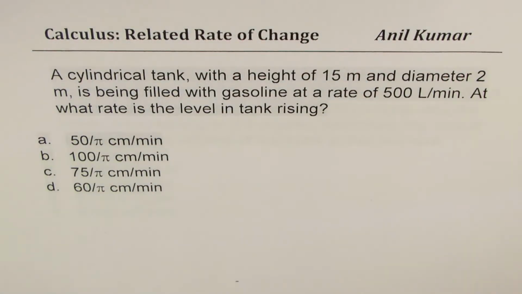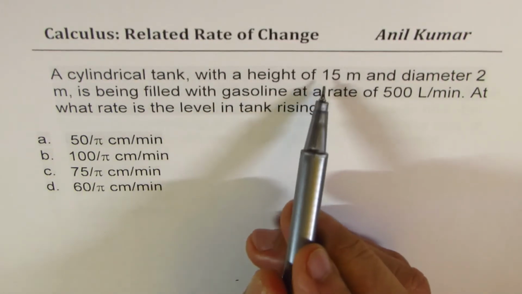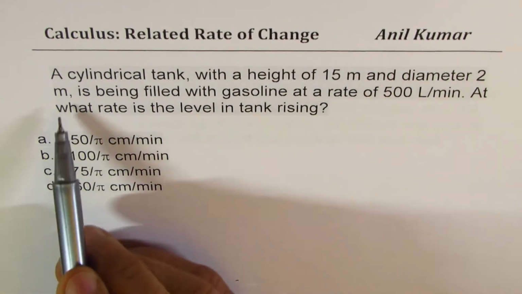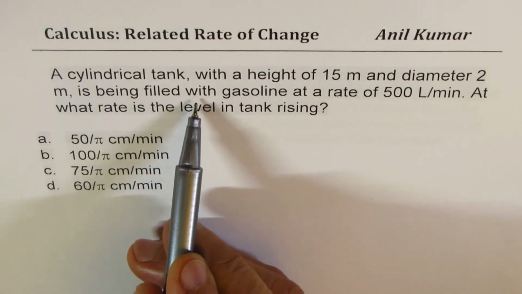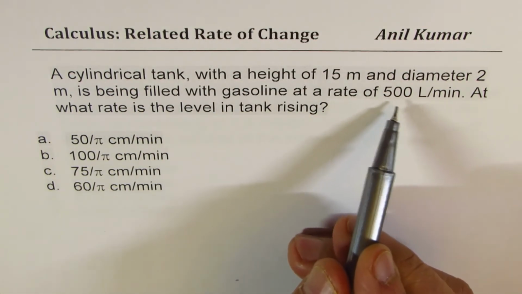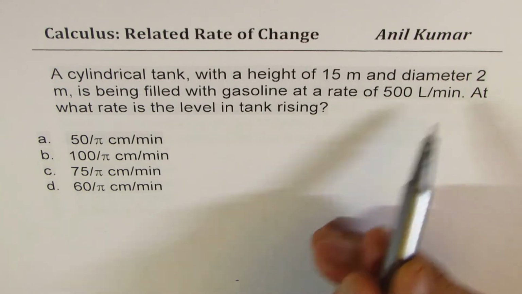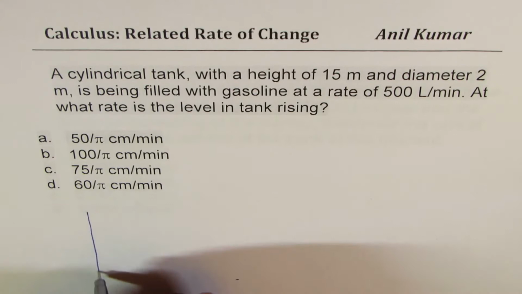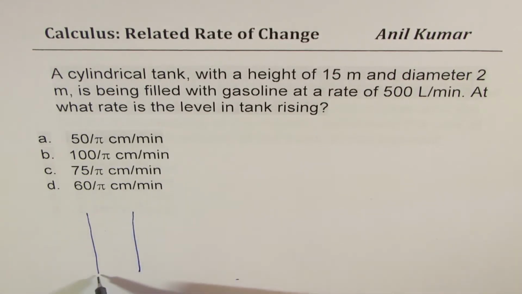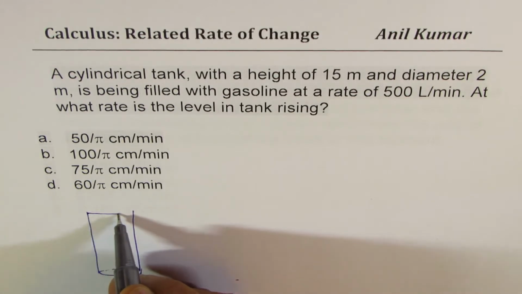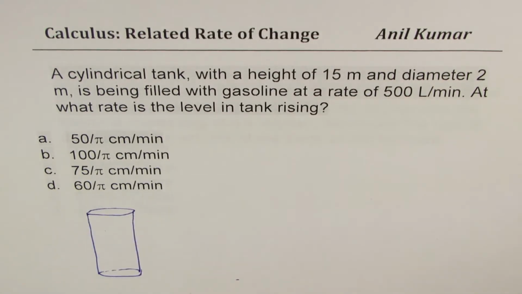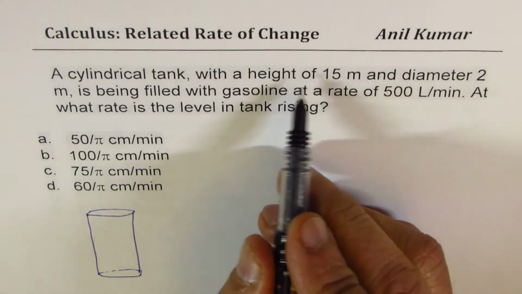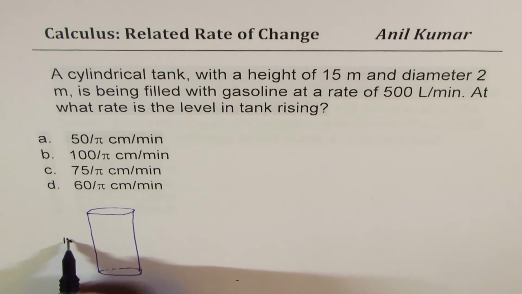The question here is, a cylindrical tank with a height of 15 meters and diameter 2 meters is being filled with gasoline at the rate of 500 liters per minute. At what rate is the level of the tank rising? So we have a cylindrical tank. When it is a cylindrical tank, the radius remains constant. So you treat the radius as a constant, not a variable. Correct? So in this particular situation, we have a height of 15 meters. This is 15 meters.